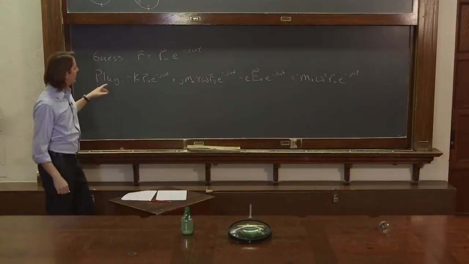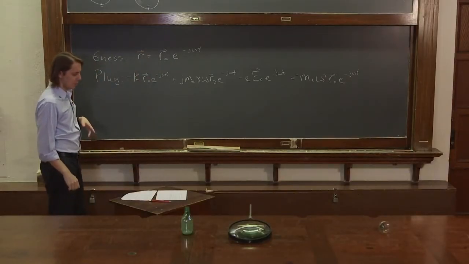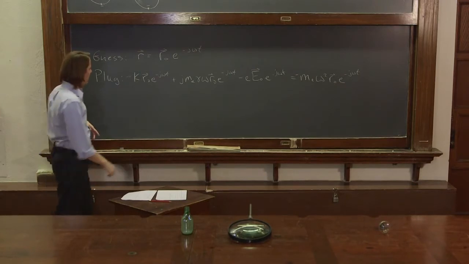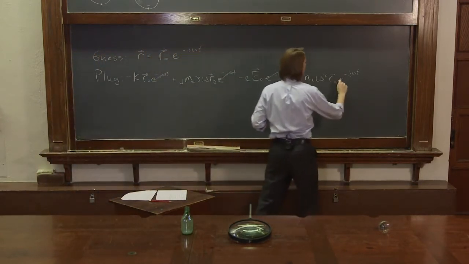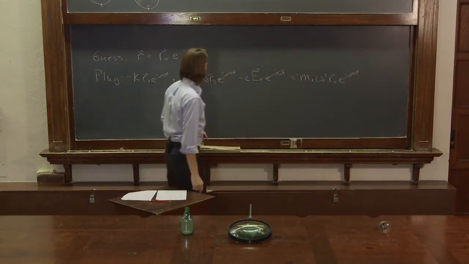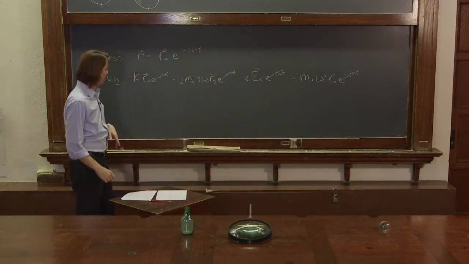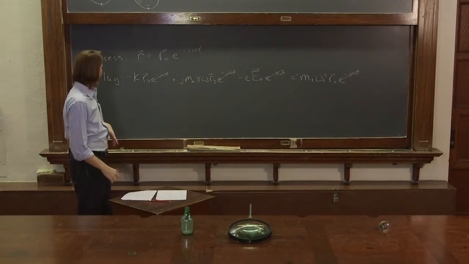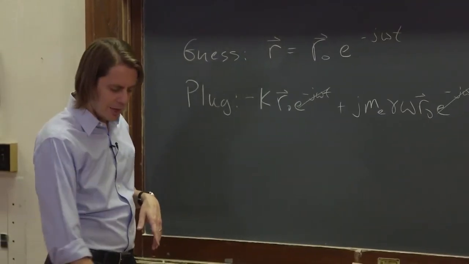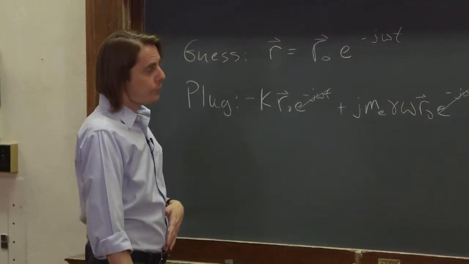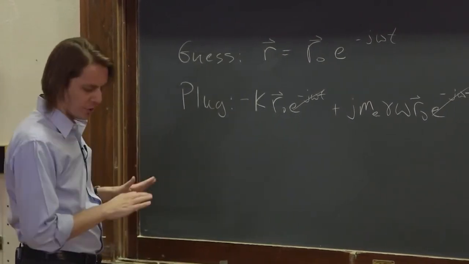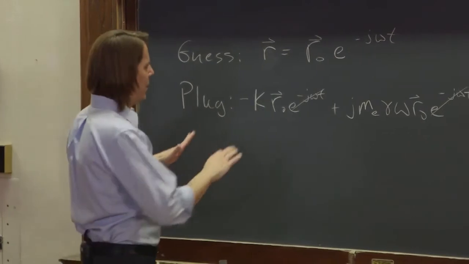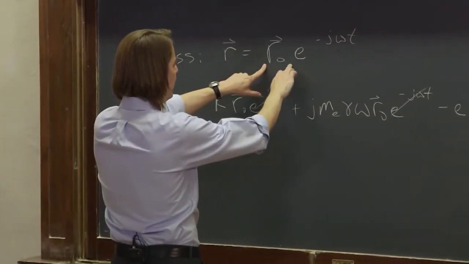So we plugged our guess into the equation of motion, and what does the equation of motion say? Well, we can cancel this e to the minus j omega t. It's all oscillating together, and that's pretty much all it says. What else can we cancel? Nothing else. So then we just solve it. What is the motion r? It's this, and this is going to tell us r naught.